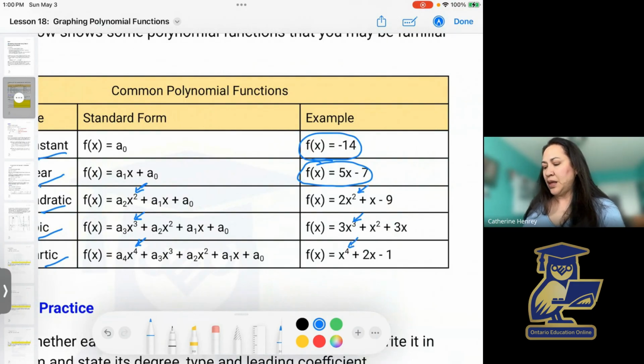What I really want you to notice again is that we always arrange the terms in descending order from left to right. So for this last example, we have x to the power of 4 plus 2 times x to the power of 1 minus 1. We would not put the 2x in front of the x to the power of 4 term because we want to make sure that we are in descending order of degrees.